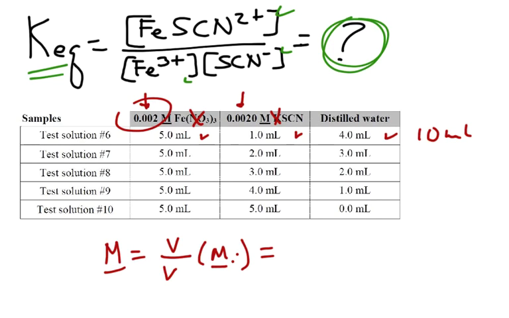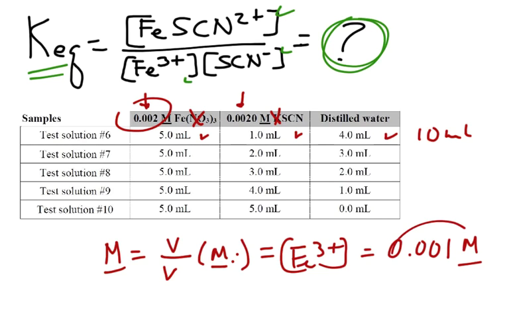So the Fe3+ concentration is simply going to be 0.001 molar. And that's very convenient. And you can see what's going to happen since we have 5 milliliters all up and down, and by adding the water it's always 10 milliliters, then this is going to be the same concentration for all 5 solutions.